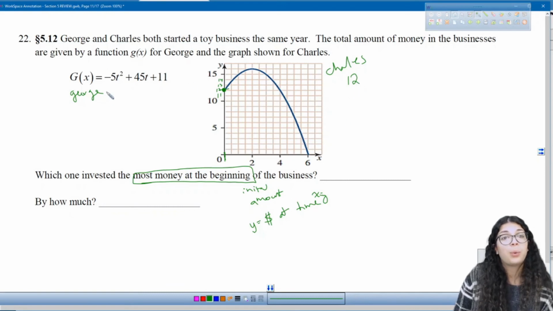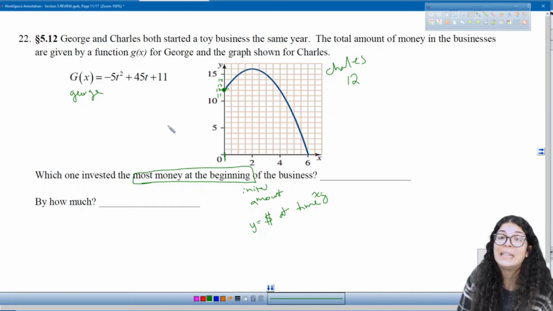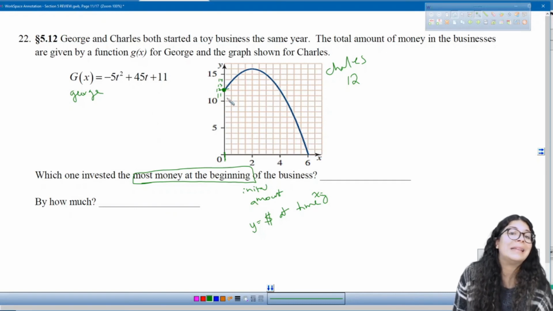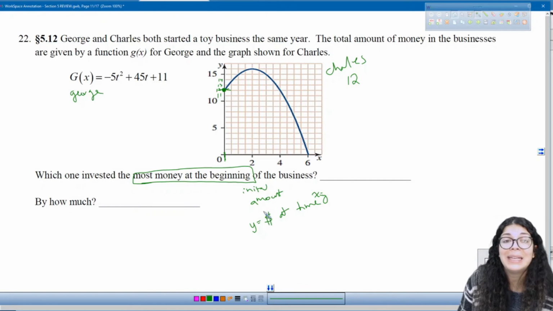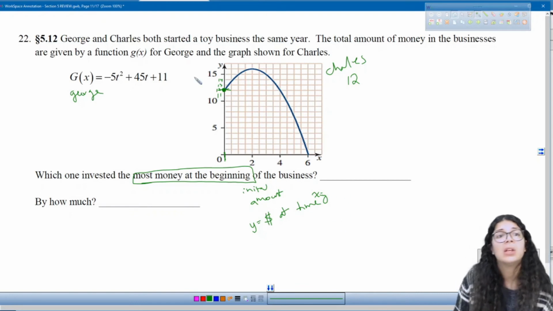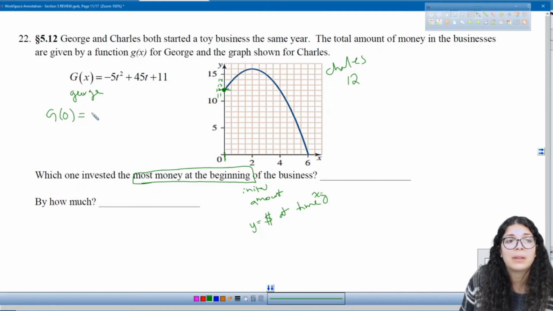Now for George, we don't have a graph, we have an equation. So we need to plug in something to find that y value. So what are we going to plug in? Well, the initial money is at time 0, right? So we need to plug in 0 for x for George, and that will give us the amount of money that he initially put in.